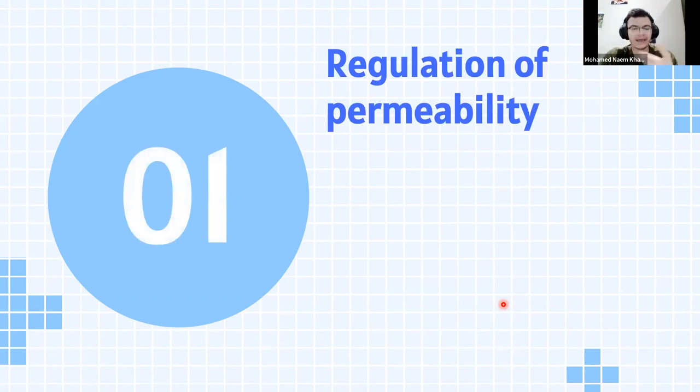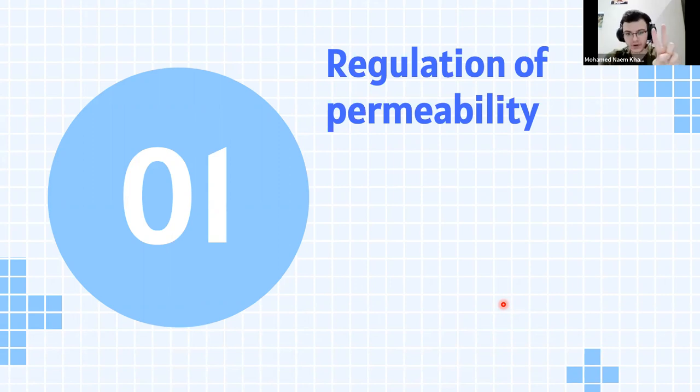Regulation of permeability. Again, we said it. The whole point of the continuous and fenestrated types is to control the permeability, how molecules come in and what molecules don't come in. These are the main two things you need to know about the endothelium itself. Remember, we're talking about the endothelium, not the plasma membrane. We're talking about the cell itself.